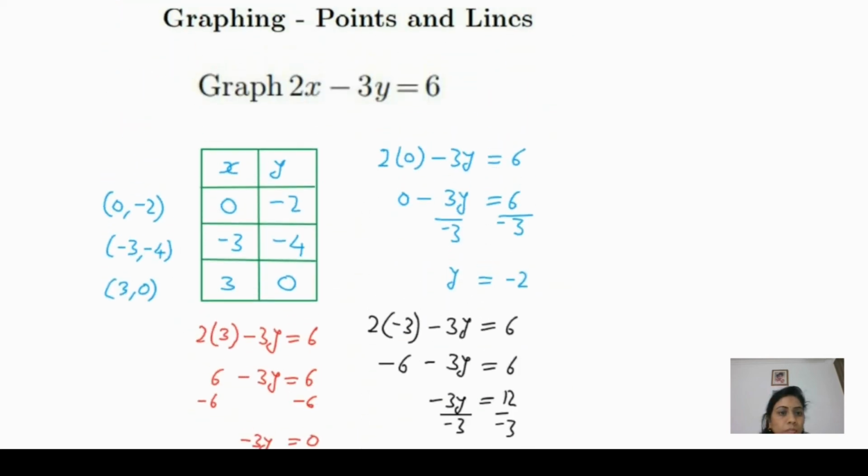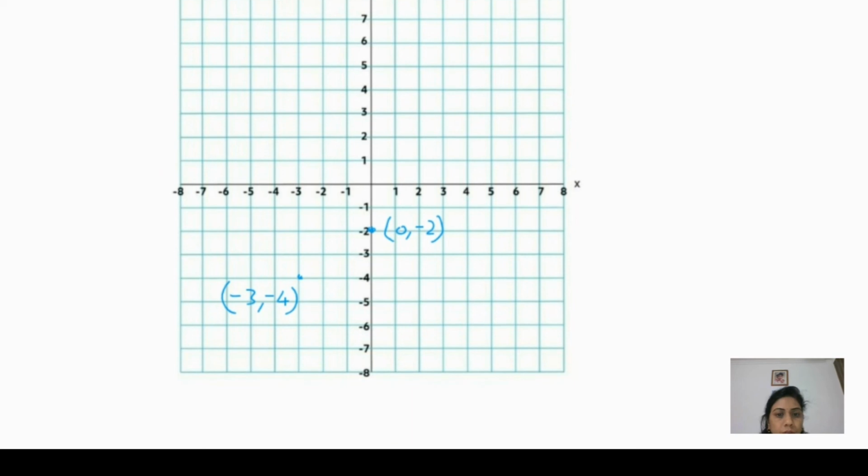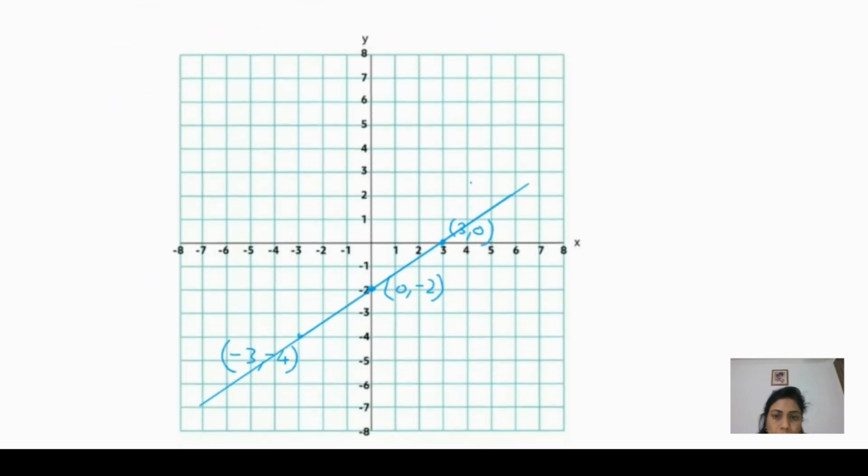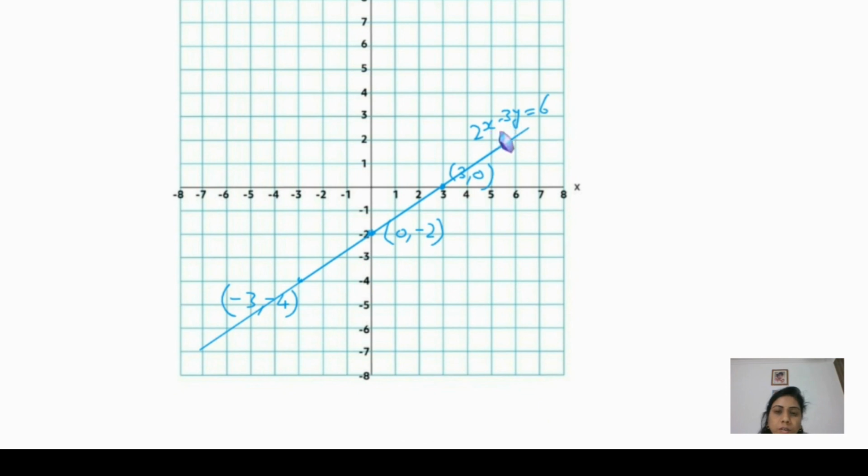Now the third one, 3, 0. Okay, 3 and 0, so just on the x-axis, this is 3, 0. Now join these points, and this is the line. What was our line equation? 2x minus 3y equals 6. So this is the equation of this line, 2x minus 3y equals 6, and we represented it in a coordinate plane.